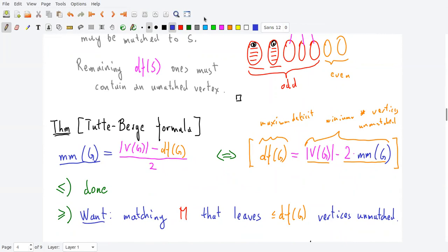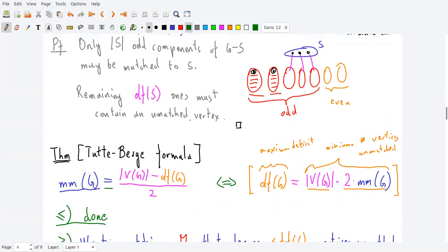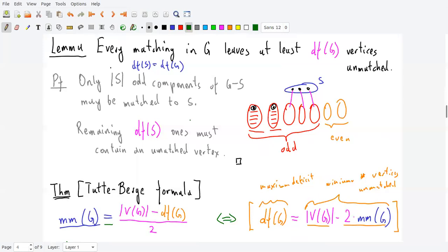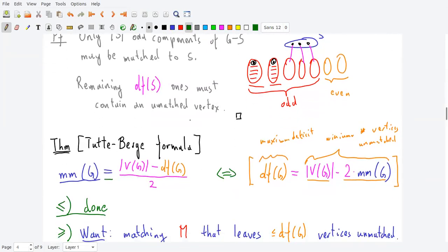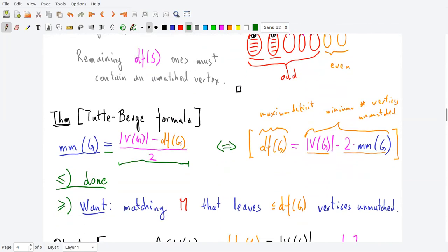It will take us some time because it's quite a non-trivial theorem actually. One of the inequalities of this equality is actually already very simple. We already did this in this lemma. We argued that every matching must leave at least this number of vertices unmatched. So we know by this that I cannot find a matching that is larger than this expression here. So we are left with the other inequality to prove. What we actually need to do, given a graph, is construct a matching M that has only that many vertices unmatched, that has only the deficit of G vertices unmatched. Good. So this we will be spending the next, say, 20 minutes on.